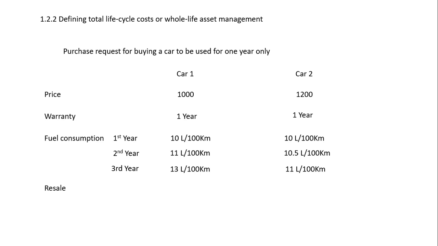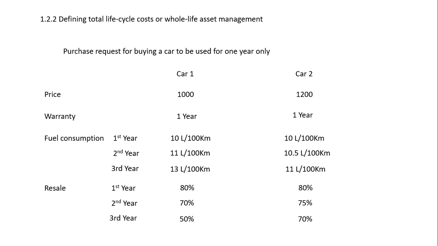The resale price of the first car after a year of operation is 80%, at the end of the second year 70%, and at the end of the third year 50%. The resale price of the second car after a year of operation is 80%. At the end of the second year, 75%, and at the end of the third year, 70%. What is the best choice to buy a car?